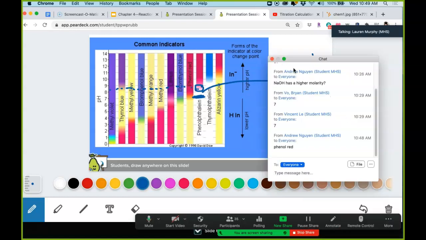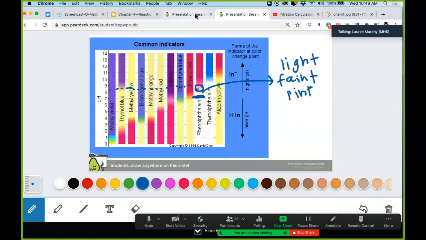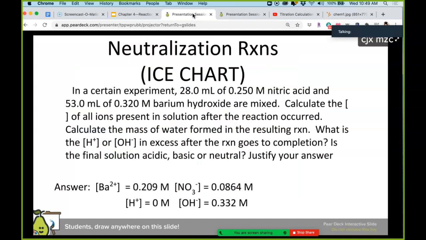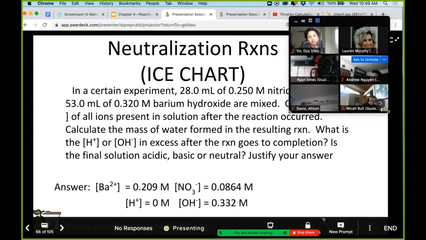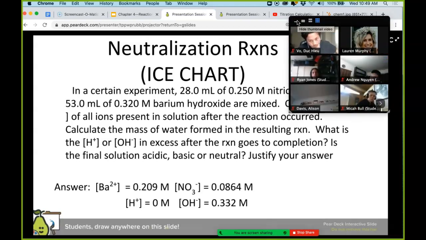Any questions about indicators so far? Okay. All right, things are going to get very hard. I need you to take very good notes, not just on the math, but on the things that I'm saying, okay? Your homework is to go back in and do all the ice chart problems that you hadn't been able to do until now. Someone's not on mute. Everybody make sure you mute yourself.